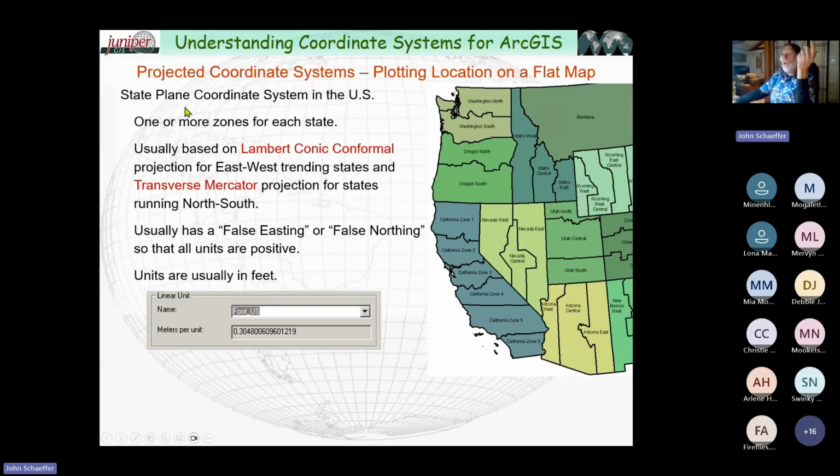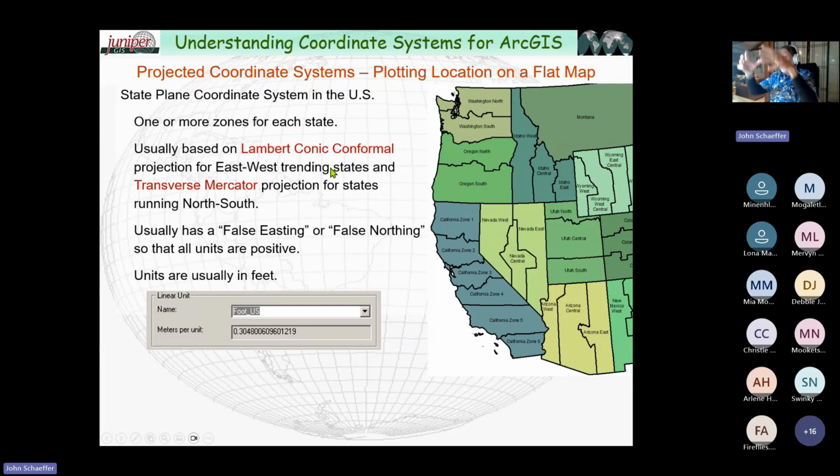So in the US, we have something called state plane coordinate systems, one or more zones for each state. You might have the same in South Africa. KwaZulu-Natal may have one, may have two, depending on how big it is. Okay. Now, in the US, they're usually based on Lambert conic conformal for east-west trending states.